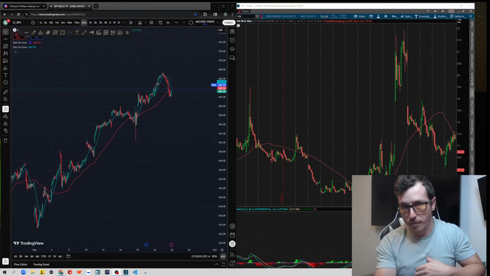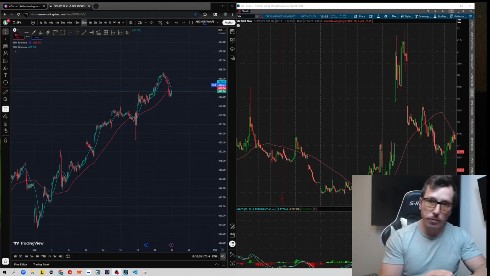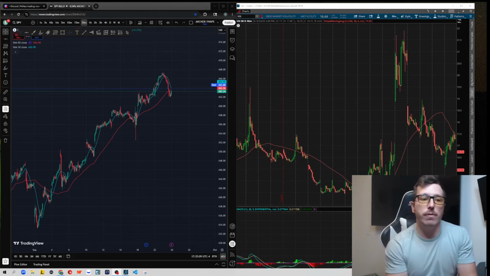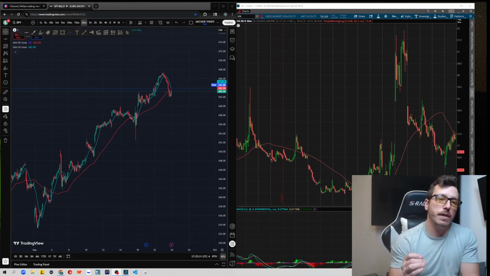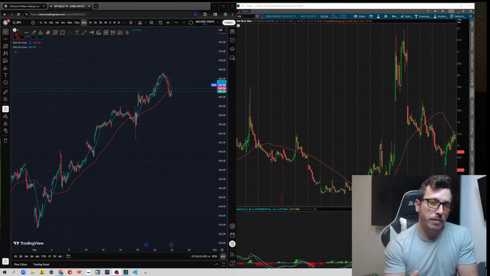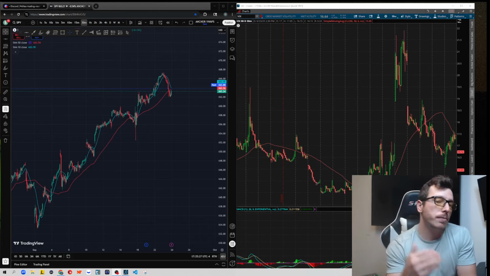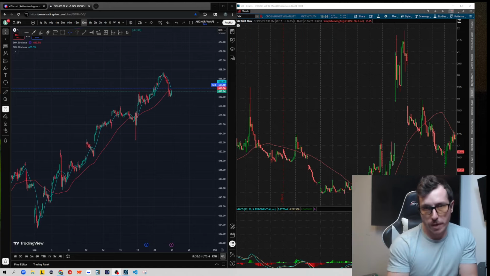30-minute, 50 SMA, open, high, low, close, no pre-market, no after-hours data. The reason we do that is it gives us the 50 SMA calculation that we're looking for. When we calculate 50 SMAs on pre-market and after-hours trading, the calculation is different than that of a regular trading hours 50 SMA calculation. And it's the regular trading hours 50 SMA calculation that we're more interested in.